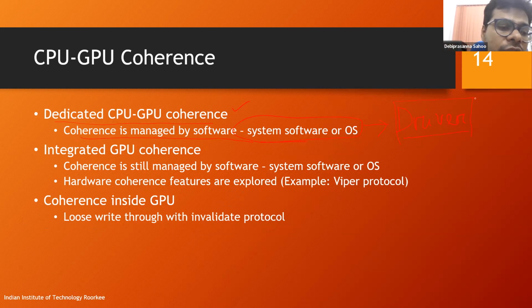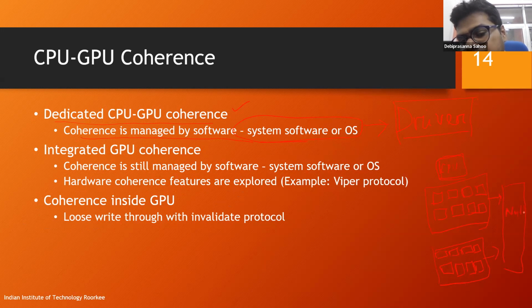In an integrated GPU, what do you mean by integrated GPU? Let's say this is a CPU. This is a CPU complex. By CPU complex, we mean about 8 CPUs form a complex. Similarly, there can be another complex of 8 CPUs. And they might be connected over the network. This is otherwise the North Bridge. And this connects to the main memory.